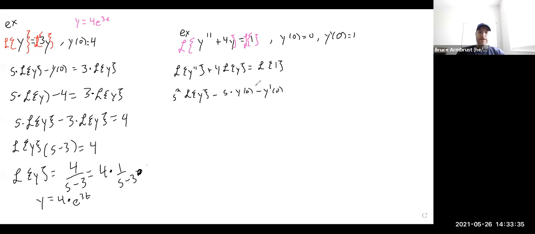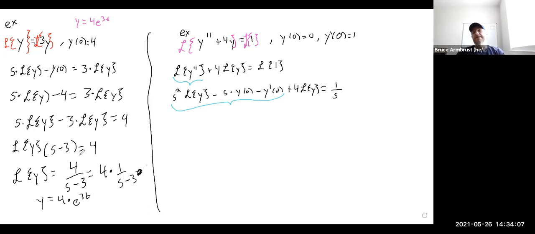So these three pieces came from the Laplace transformation on y double prime. Okay, so then we have plus 4 Laplace transforms of y. And then on the other side, 1, its Laplace transform was 1 over s. So I'm going to do the exact same thing that I did over here on this first example, which is get my Laplace transform of y all by itself so that we can go backwards.